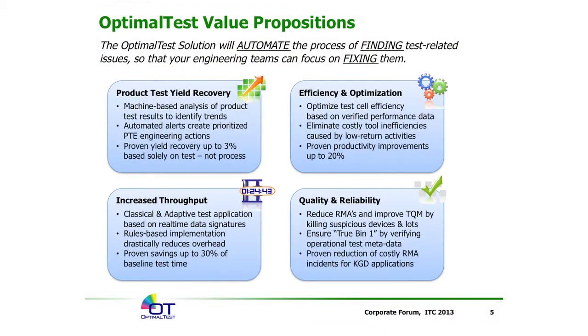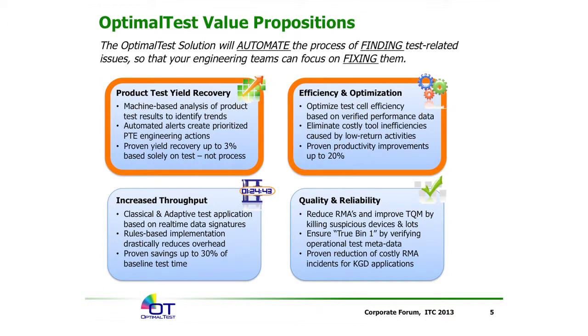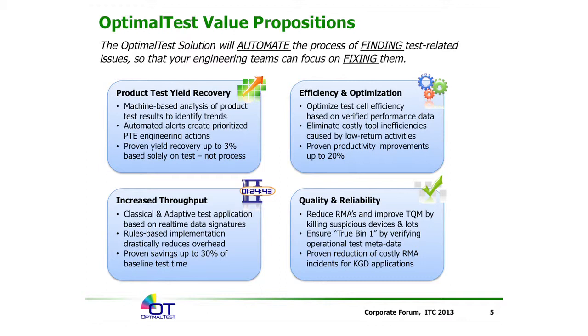So going back to OptimalTest's overall set of solutions that we provide to our customers, up till today, we've really been focused very much on yield recovery, on efficiency and optimization, as I talked about. We also have everything to do with throughput, which is test time reduction, adaptive test, and so on. All of these capabilities have been around now for some time in our solutions. They're deployed in production with various customers, and they're doing a good job. And now the whole emphasis has moved here to the quality and reliability block.